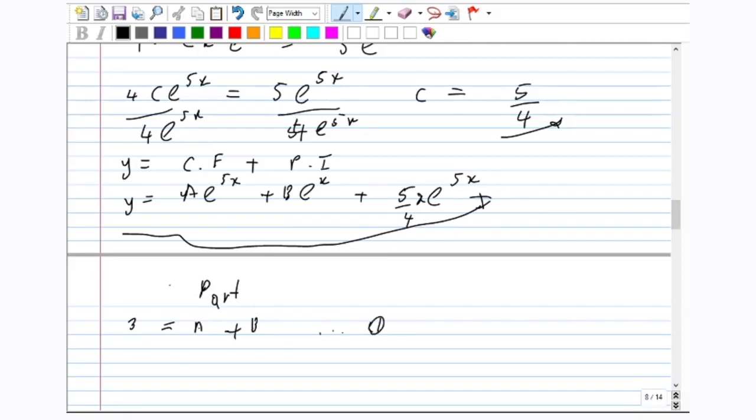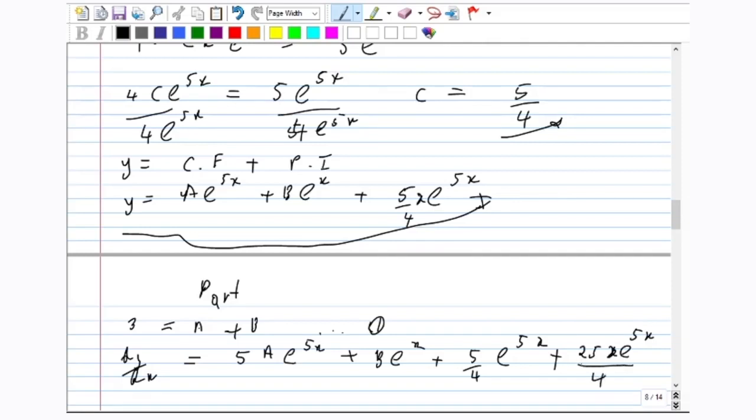Equation number 2: it says differentiate your general solution. So differentiating your general solution, which is dy over dx, it's going to be 5a e to the exponent 5x, then b e to the exponent x. Then this one obviously is a product rule. So we differentiate that x first, so it's 5 over 4 e to the exponent of 5x. Then we differentiate the e to the exponent 5x. Therefore, we'll have 25x e to the exponent 5x, all divided by 4.